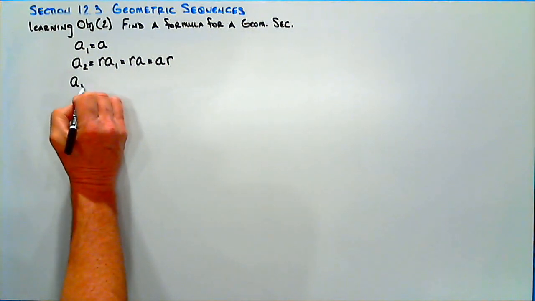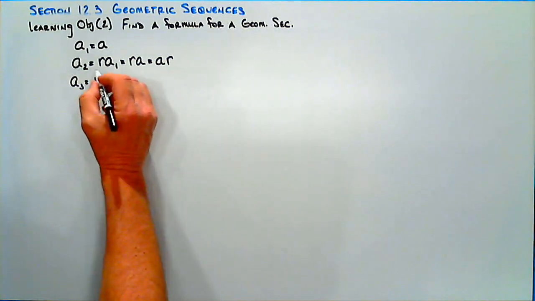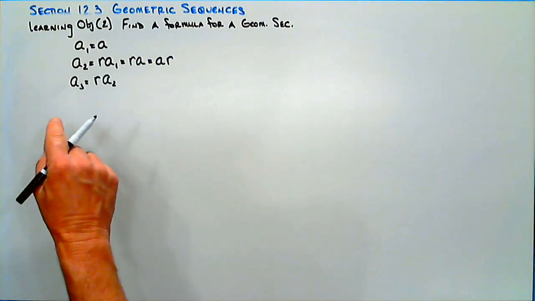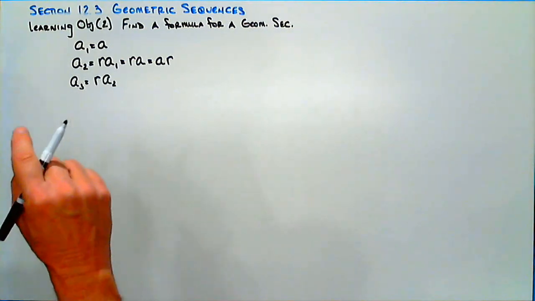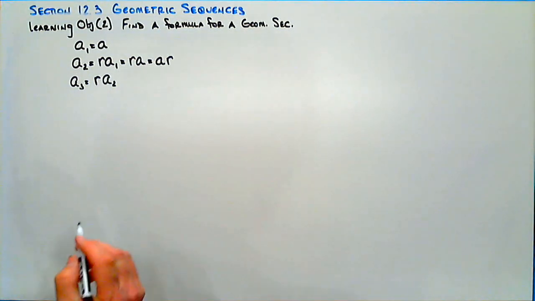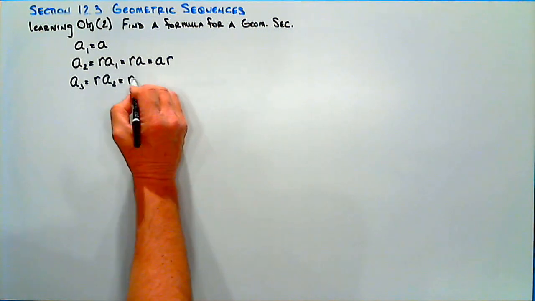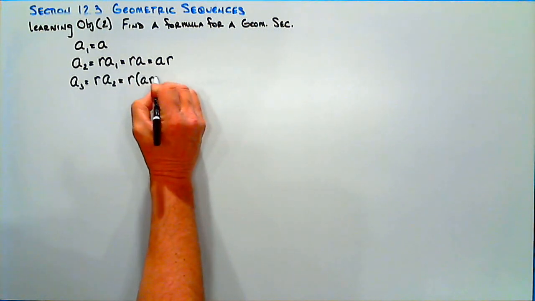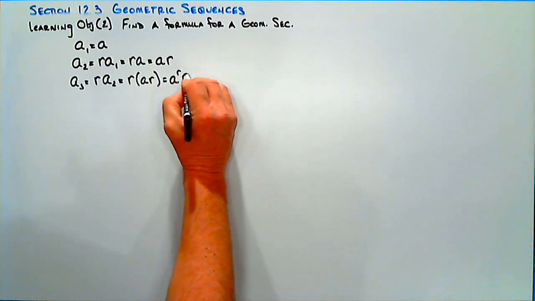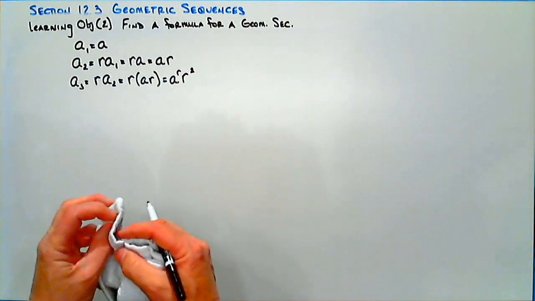What's our third term? Well, our third term is R times our second term, isn't it? Because each term we find by, instead of adding D like we did for arithmetic, we multiply by R, right? Geometric, we multiply by R. Now we know what that is. That's R times AR. So that's AR. That's not where it goes, is it? That's AR squared, isn't it? Isn't that what that is?